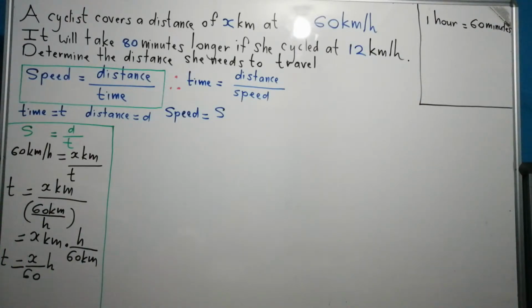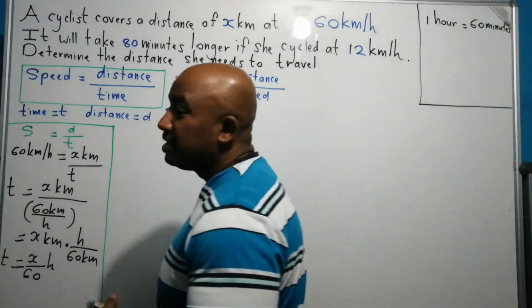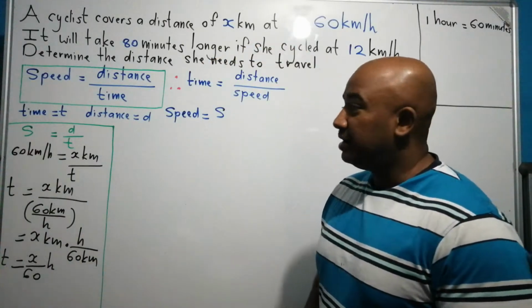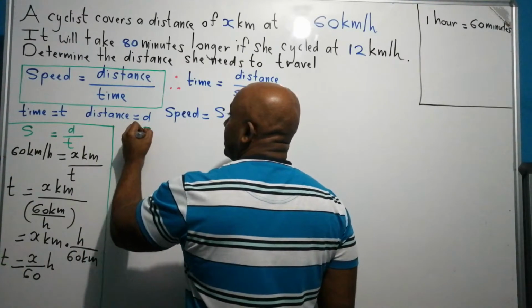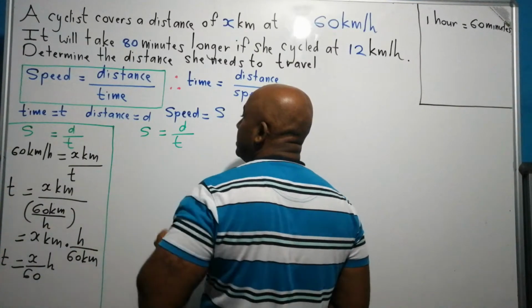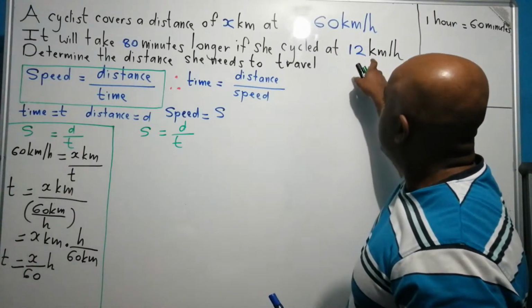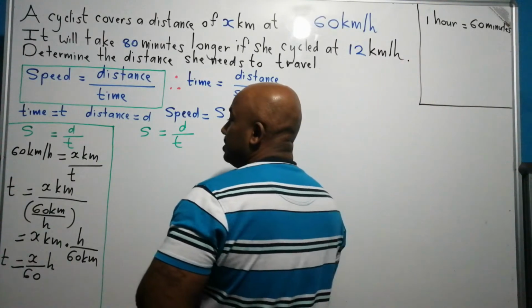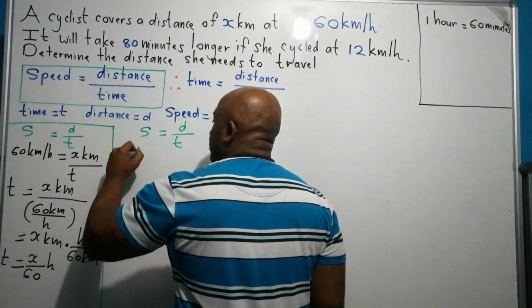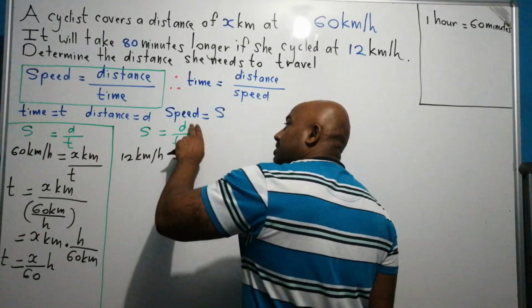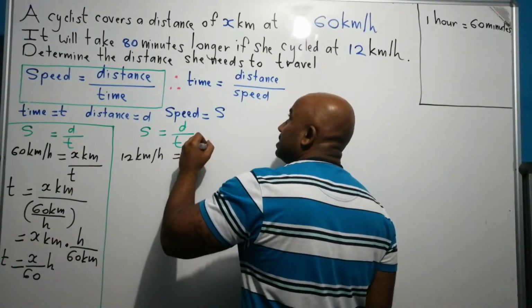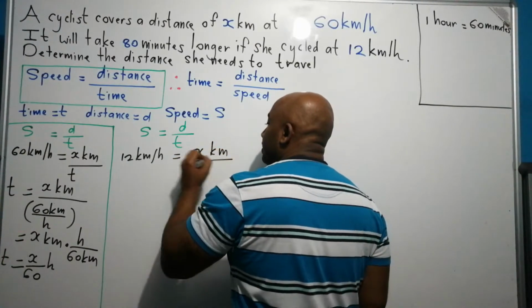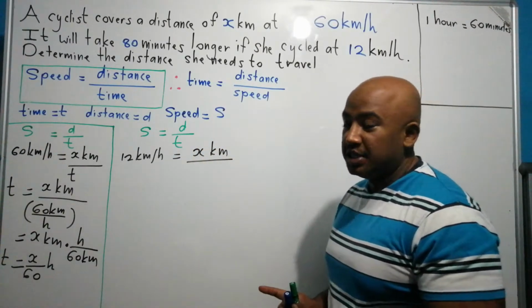Alright, so now the second sentence there, it will take 80 minutes longer if she cycled at 12 kilometers per hour. Right, so it's the same situation, yeah? The same distance traveled. So remember now, we know that S is equal to D over T. But this time, she's traveling at 12 kilometers per hour. Same distance, which is X kilometers. The distance hasn't changed, but now the time is changing.